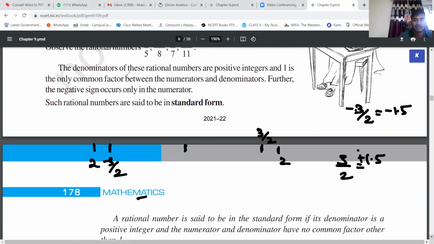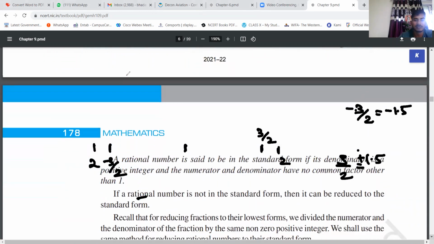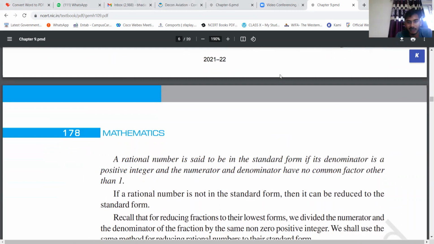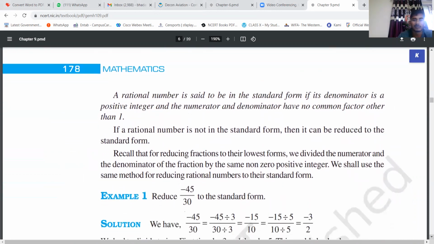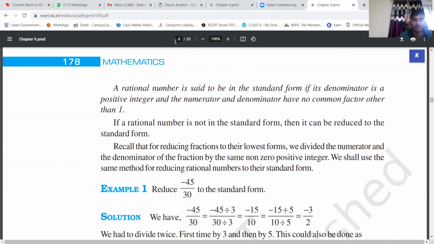Okay. Then, what are rational numbers in a standard form? A rational number is said to be in a standard form if its denominator is positive, and the numerator and denominator have no common factor other than 1. Okay. Now one of the easiest parts, you need to remember the definition first. A rational number consists of two things: the denominator should be positive, and the numerator and denominator have no common factor other than 1.